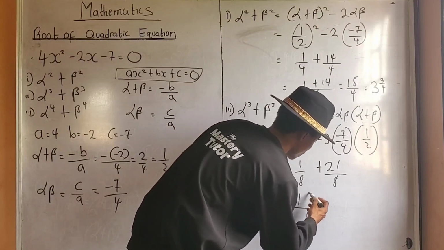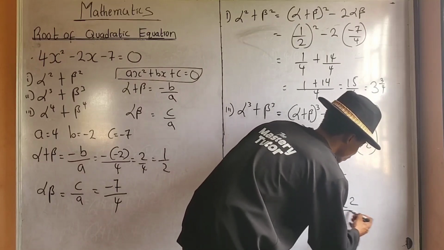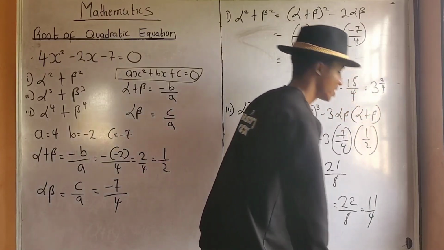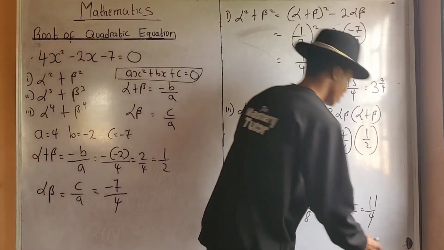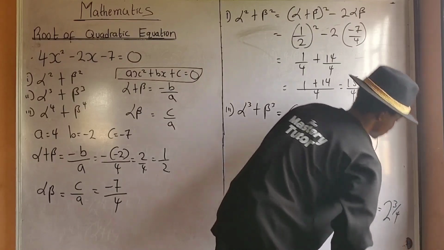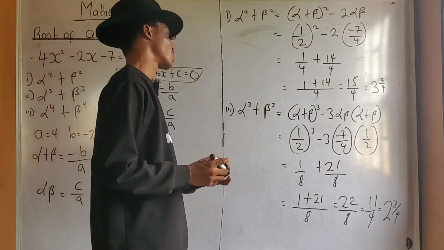So I'm going to have 1 plus 21. 1 plus 21 is 22. 22 over 8 equals 11 all over 4. Do you understand? If you want to change to a mixed fraction, we're going to have 2 whole number 3 over 4. Do you understand? Okay, so that is the solution to that question.